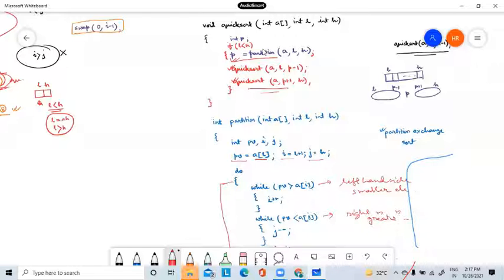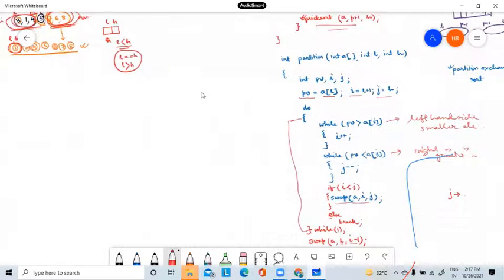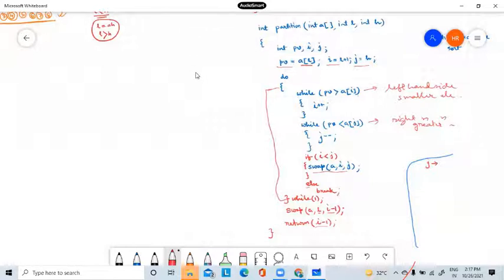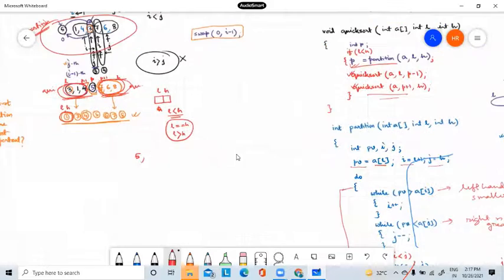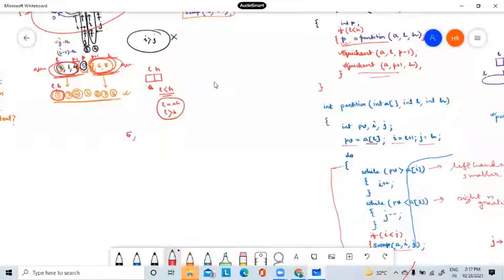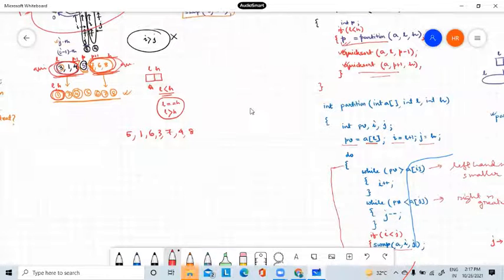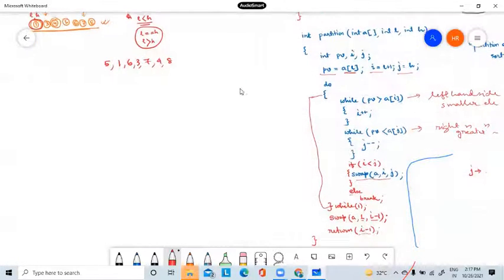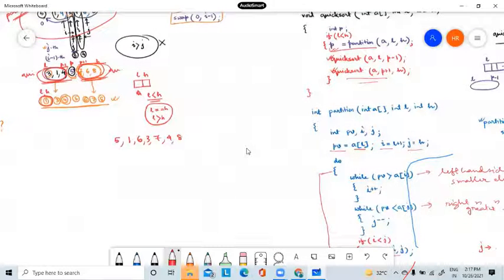Clear? Now let us take the same example and try to dry run this. So the example is 5 1 6 3 7 4 8. So this is my whole array. This is my partition function. This is my quick sort function. The index values are 0 1 2 3 4 5 6.